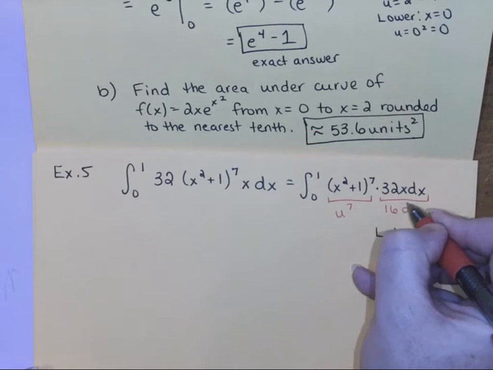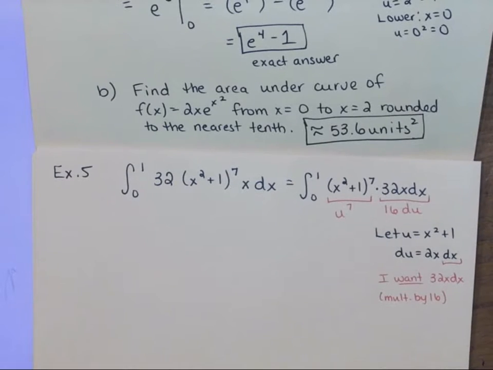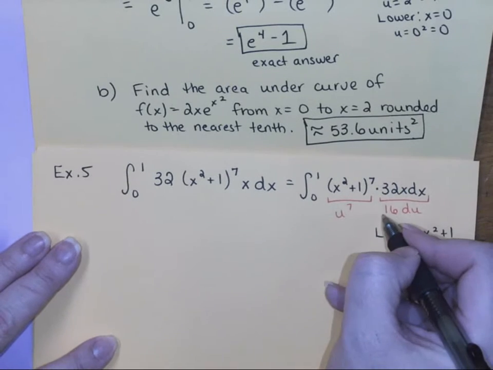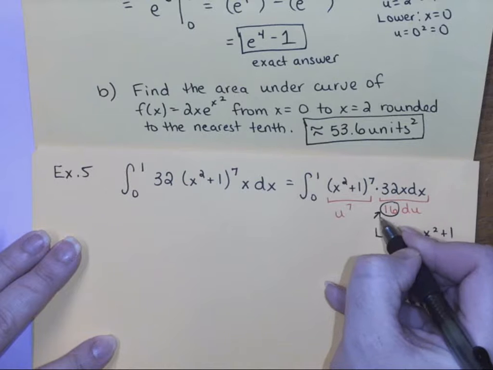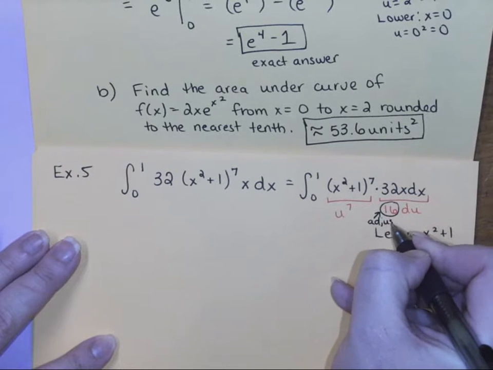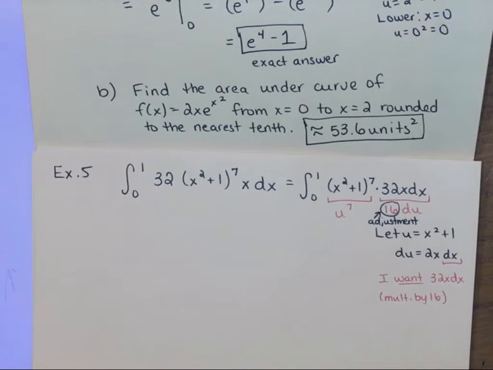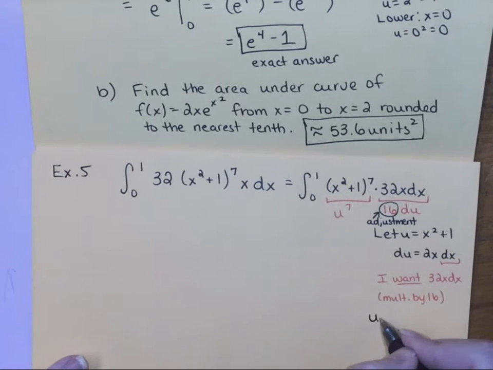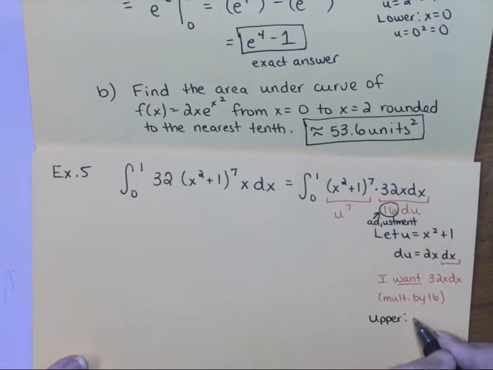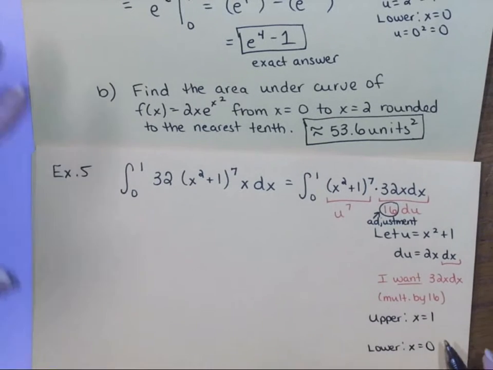So 16 du is what I have here. Okay, note this right here is the adjustment so that these are going to be equal. Okay, still have my upper and lower. So the upper is x equals 1. The lower is x equals 0.